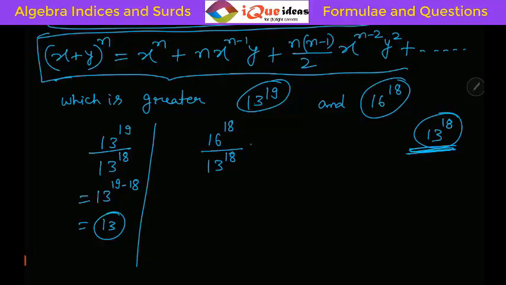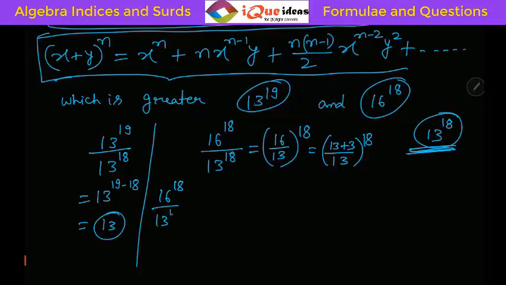Now this one will become 16 by 13 raised to the power 18. Now 16 by 13 can be written as (13 plus 3) divided by 13 whole to the power 18. So this 16 to the power 18 upon 13 to the power 18 becomes 1 plus 3 by 13 raised to the power 18. And here you can apply this rule, binomial theorem (x plus y) raised to n. Here x is 1, y is 3 by 13 and n is 18.